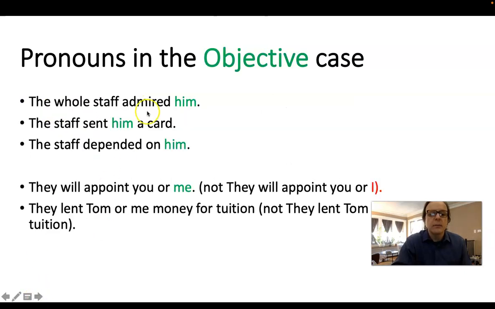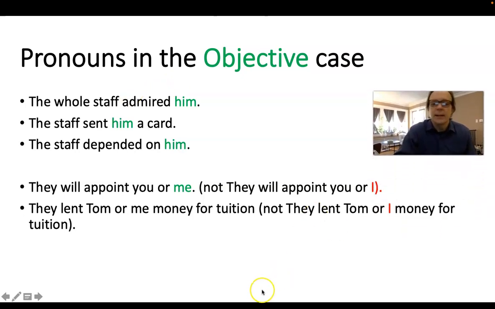If you go to the objective, the whole staff admired him, not he, right? The staff sent him a card. Now we're in the objective case. And what that means is, if you think of the very most basic sentence, I hit the ball, I is the subject, hit is the action or verb, and then ball is the object. So we're looking at the objects here.